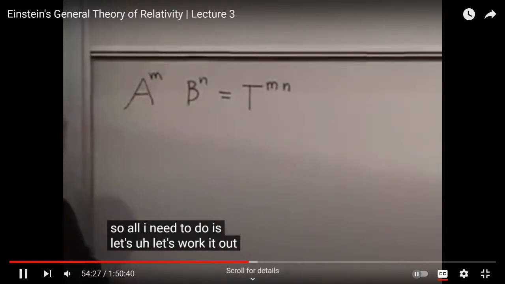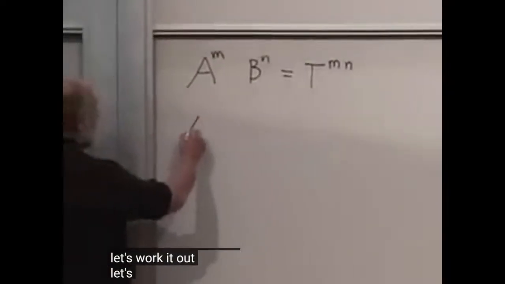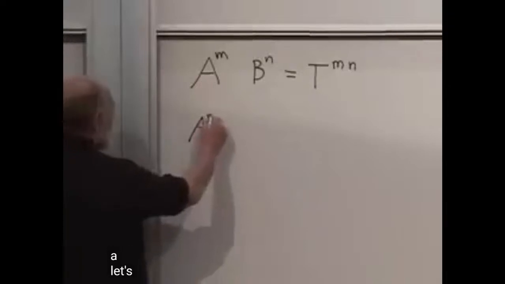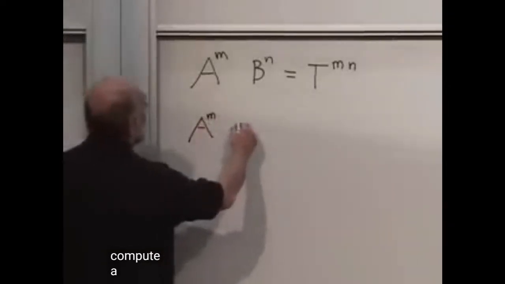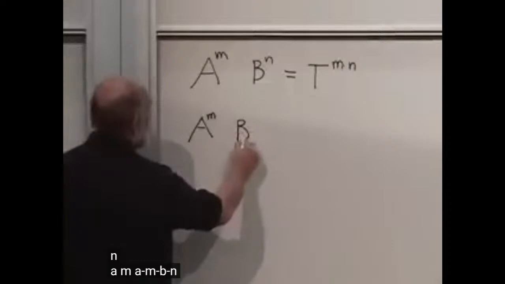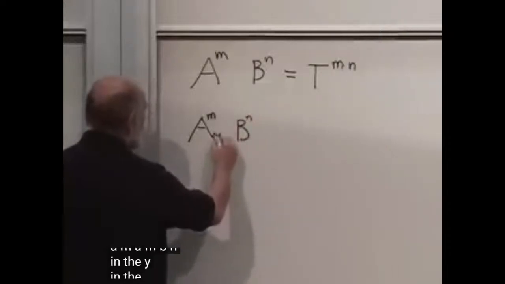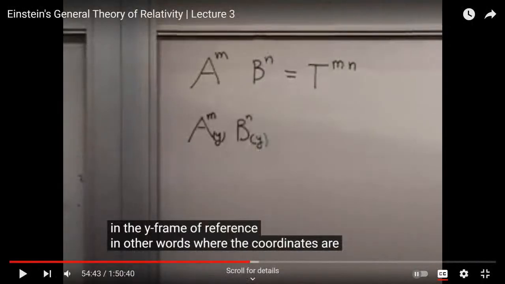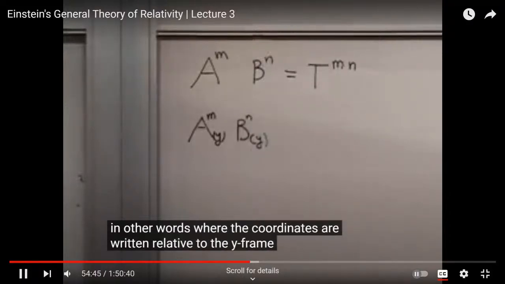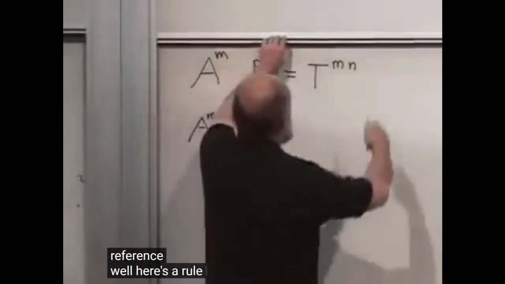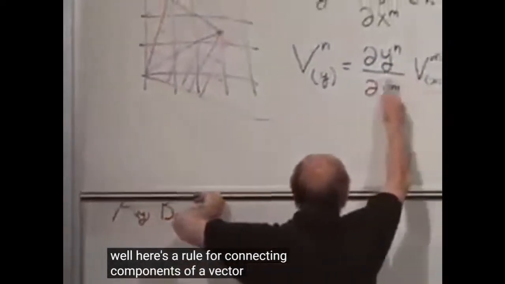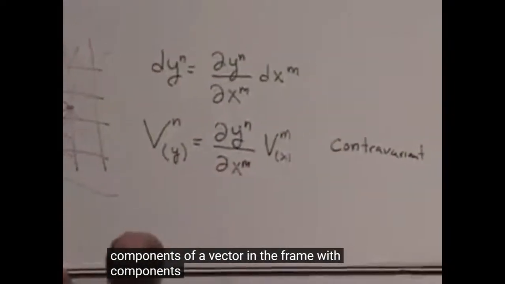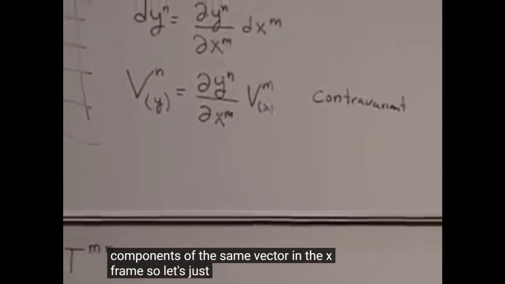Let's work it out. Let's compute A_M and B_N in the y frame of reference. In other words, where the coordinates... What are we doing here? So, okay, we have A_M and B_N in the y coordinate system, written relative to the y frame of reference. Well, here's a rule for connecting components of a vector in the y frame with components of the same vector in the x frame. So let's just apply it.